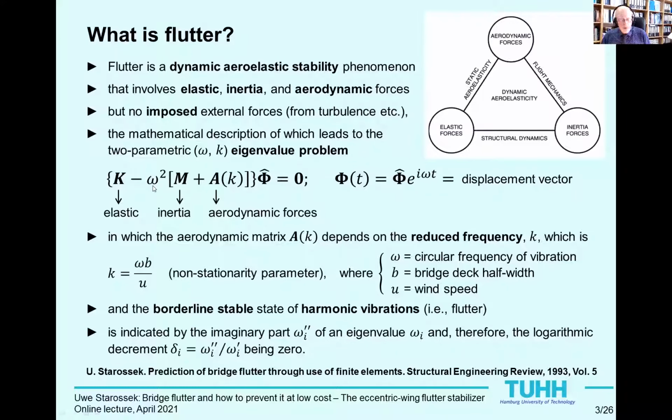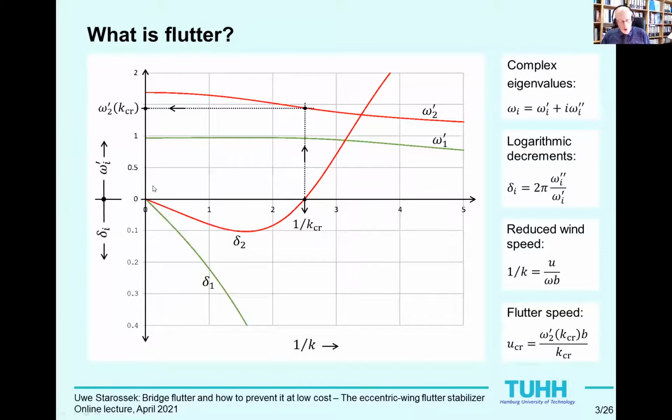The eigenvalues can then be plotted against k, or equivalently, as done here for an example problem, against the reciprocal of k, which is called the reduced wind speed. The two lowest eigenvalues, omega 1 and omega 2, are shown here. They are generally complex quantities. In the top part of the diagram, the real parts, omega 1 prime and omega 2 prime of these two eigenvalues, are shown. They represent the respective circular frequencies of vibration.